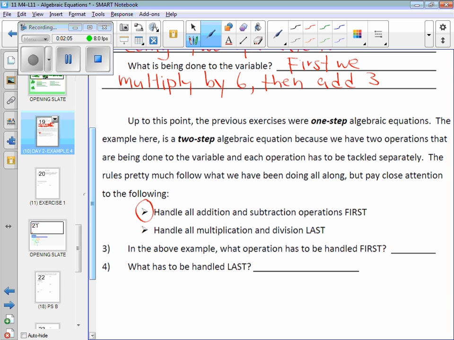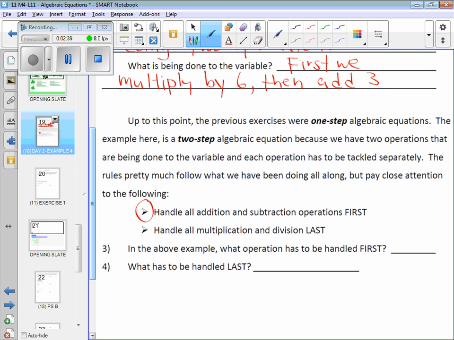Okay, now when you see these problems, they're going to be coupled together as multiplication or division with addition or subtraction. So when we say two-step, it's going to be two different operations. It's not going to be multiplication and multiplication or addition and addition. There'll be two different ones. Okay? Take care of addition subtraction first. You undo that first, and then you worry about your multiplication and division.